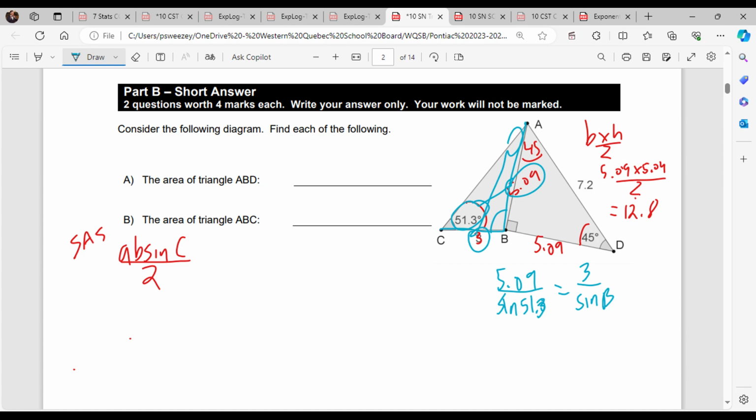46. It was like 45.99. Let me just try it. So 3 times sine 51.3, divided by 5.09.